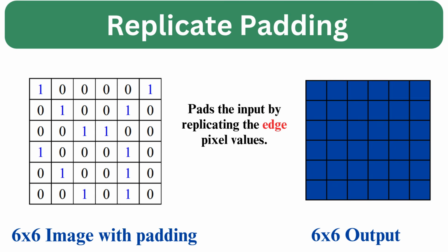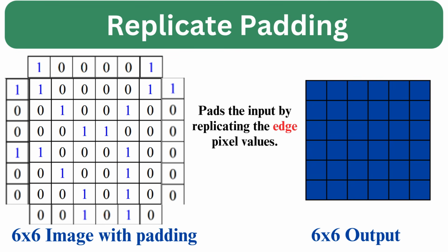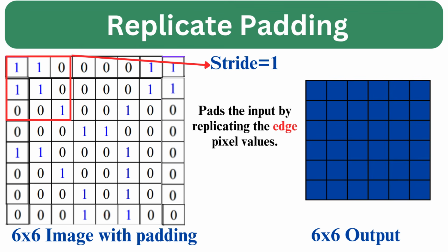So there is one more technique that is called replicate padding. In replicate padding, we replicate the values of the borders. So as you can see in this image, we have replicated all of the rows and columns at the boundary. So now we can see that there are no values on the corner. So what we'll do, we will copy these border values to the corners. So that's how replicate padding works.